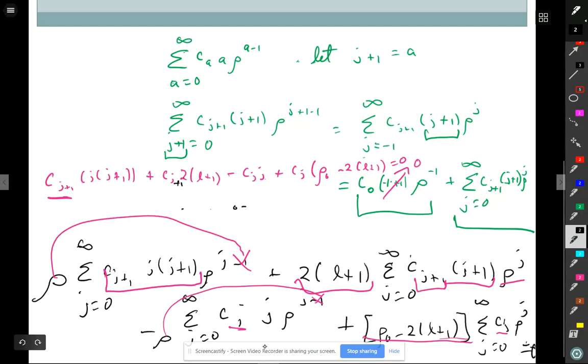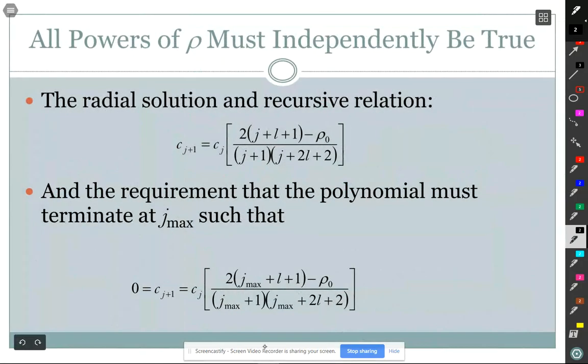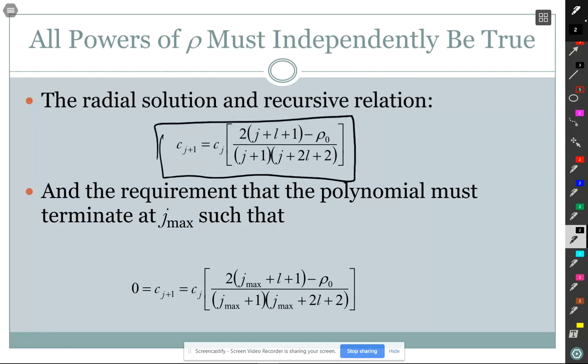If I had not made mistakes, and I told you the chance of me going mistake-free was about 20%, this is what I should have had when I do it. So both of those terms were combined, and then it was rearranged to give us j plus 1, j plus 2, L plus 2. So this gives us a relationship between the C sub j's.